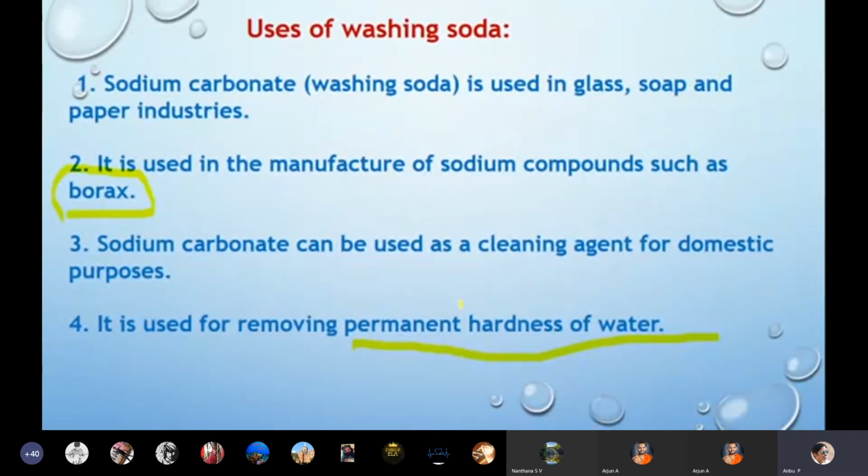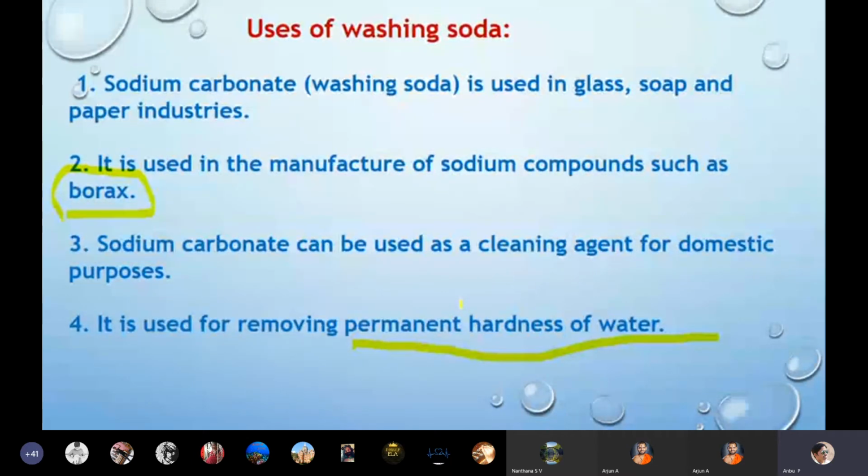Even the filters you use day to day in your houses, like RO water and some other purifiers, use this kind of process. Definitely it is going to filter the salt content from the water, and it is going to give you mineral water that can be used for drinking purposes. So this is how the washing soda can be used.